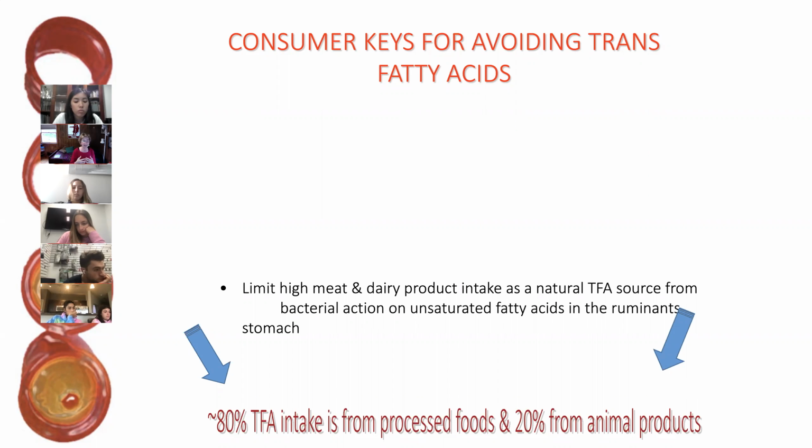That's why one of the recommendations for limiting animal products is that they may provide a natural source of these fats, because as the animals digest food, the bacteria in their gut may produce the trans fatty acids. But most of the trans fatty acids in people's bodies come from diet. Cutting back on dietary trans fats is the primary recommendation.